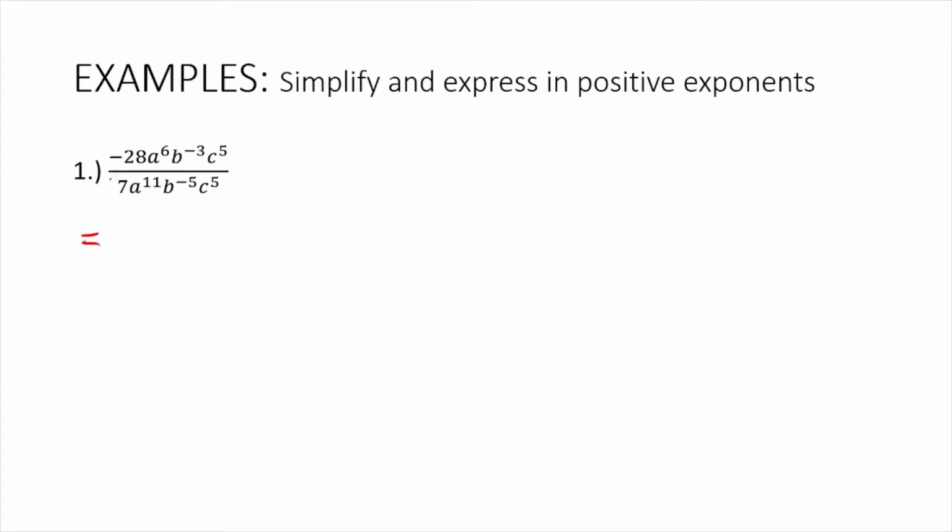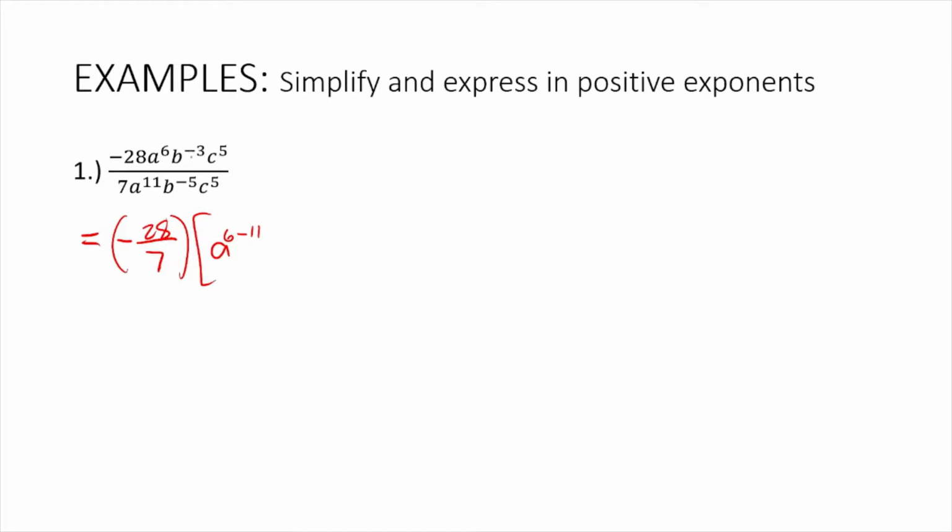So here, this contains constant values, so we can isolate those constant values and work on them separately. So we can just simply say negative 28 divided by 7. And then we'll simplify this later, and then we'll also group together the variables with a, b, and c. So we have here a raised to what? So we have 6, and then applying quotient rule, so we have 6 minus 11. And then we have here b raised to negative 3.